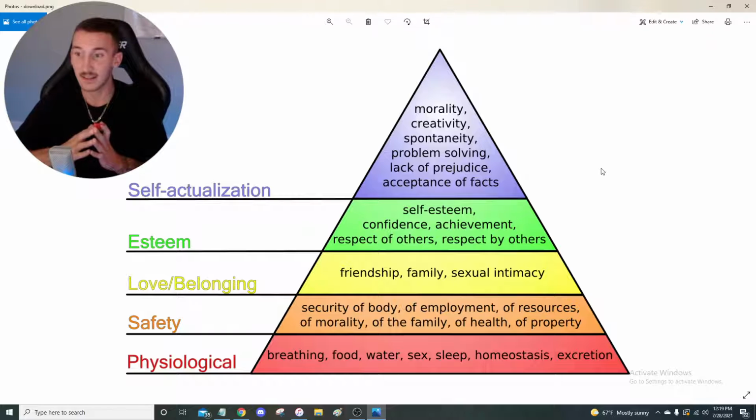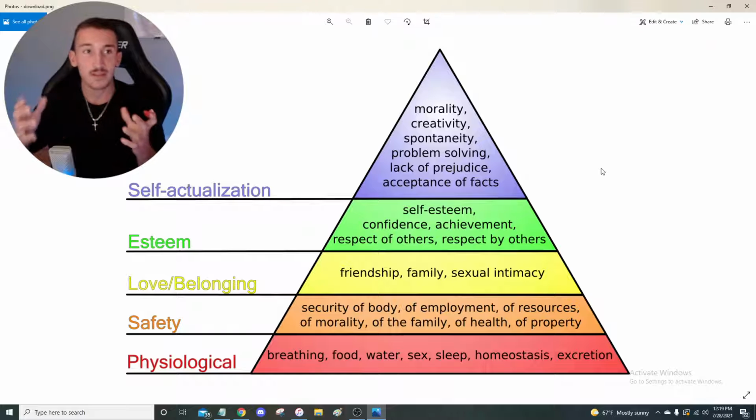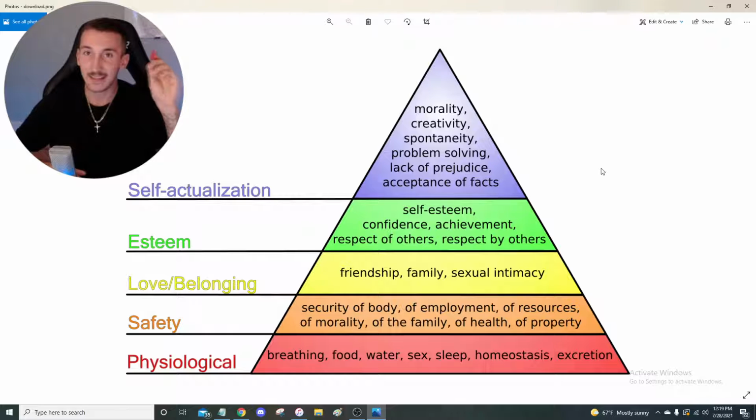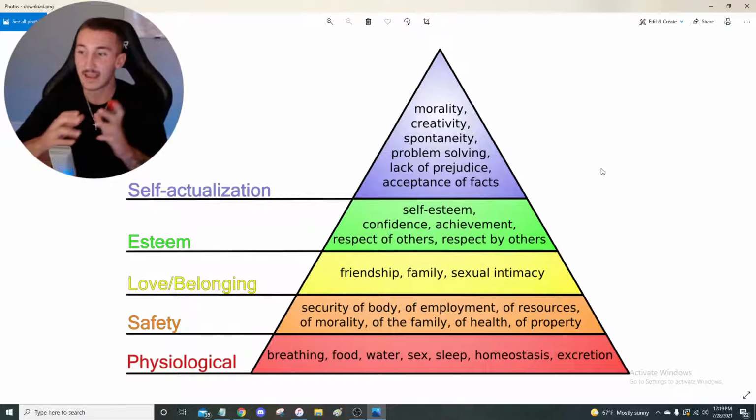Next, the psychological. Breathing, food, water, sex, sleep, homeostasis. These things are very complex. We've been created by a complex intellectual being, and it's important to stick to the basic, simple foods. Avoid the processed foods and avoid the cigarettes, avoid the vapes, all that unnatural stuff.